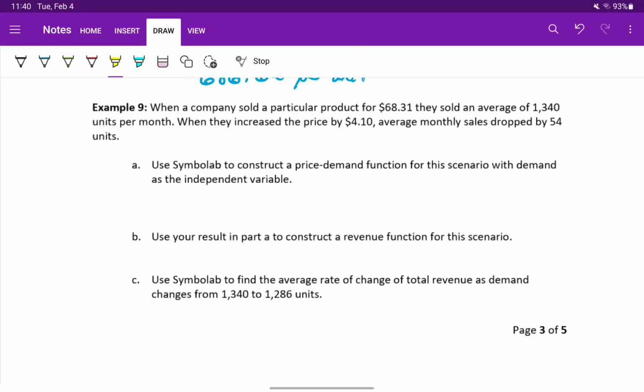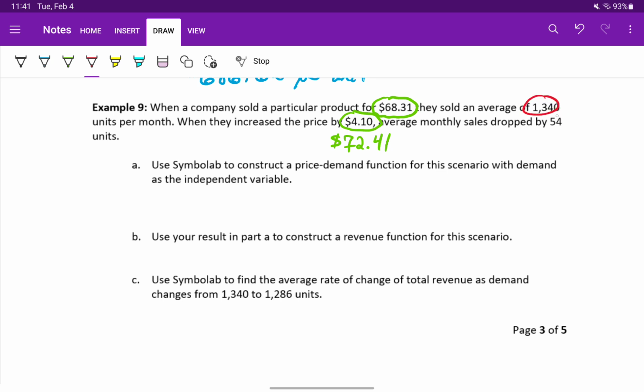Here we have a company that sold a particular product for $68.31. They sold an average of 1,340 units per month. When they increased the price by $4.10, average monthly sales dropped by 54 units. We want to construct a price demand equation. To do that, we need two coordinate pairs. We're given that information, though not explicitly, because we're given the original price point and how much the price increased by. Adding those together gives us the new price point of $72.41.